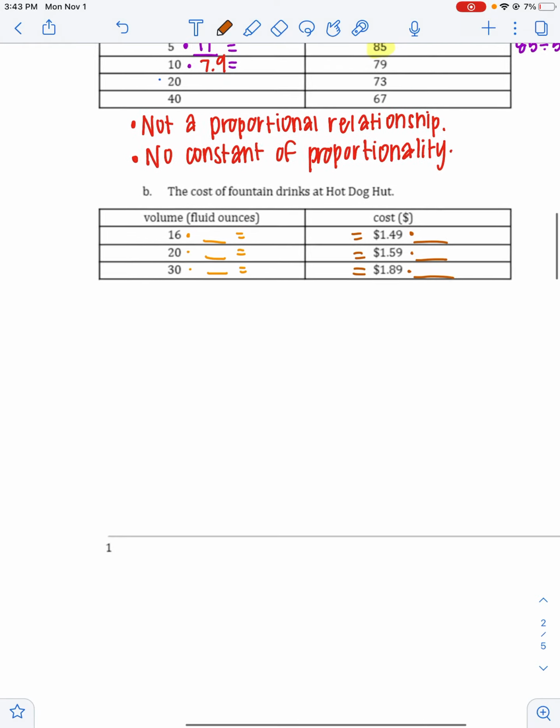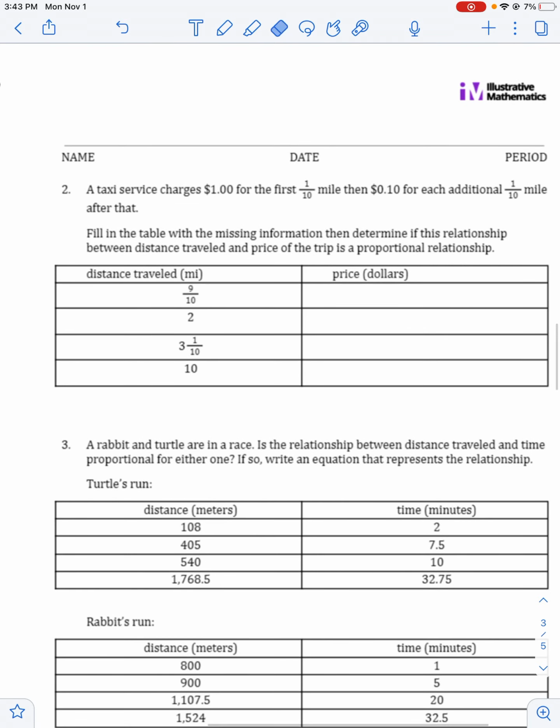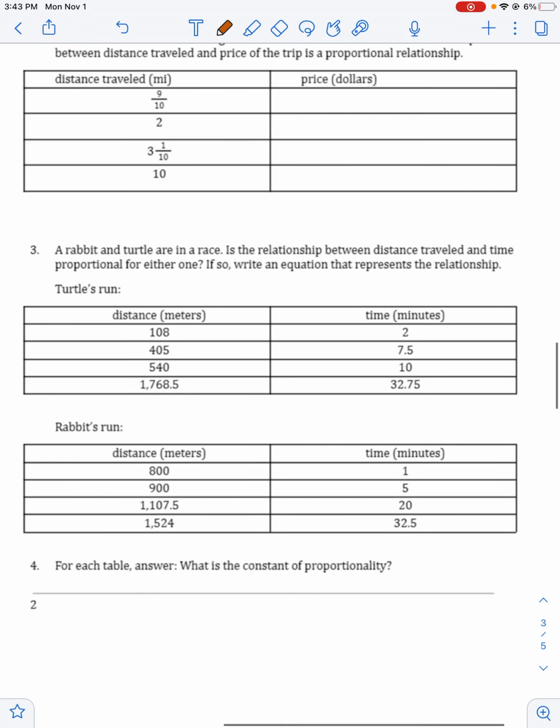And let's take a look at page 2. So again, you could have paused to do question B. We skipped question 2 in class, and we focused instead on questions 3 and 4. Let's start with 3. A rabbit and turtle are in a race. Is the relationship between distance traveled and time proportional for either one? If so, write an equation that represents the relationship.